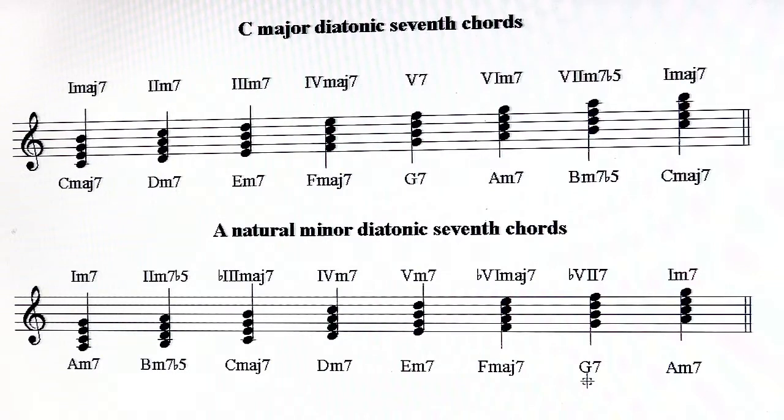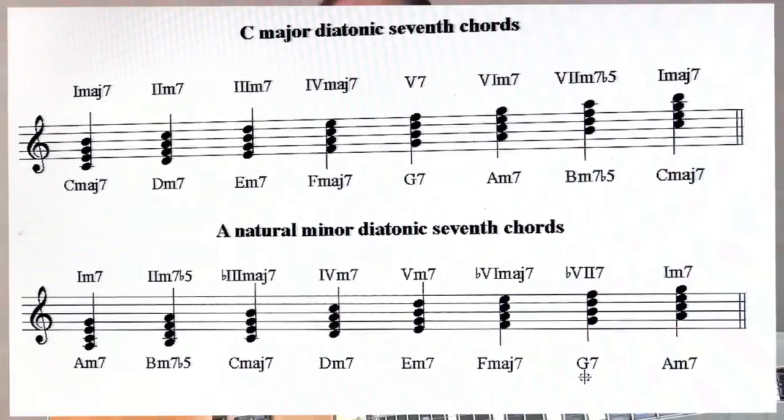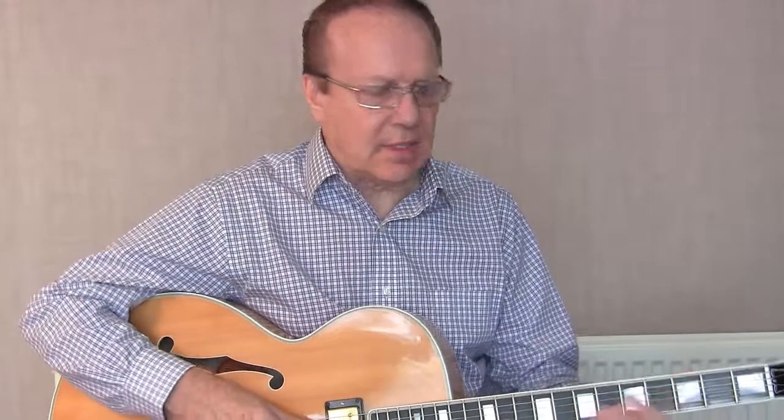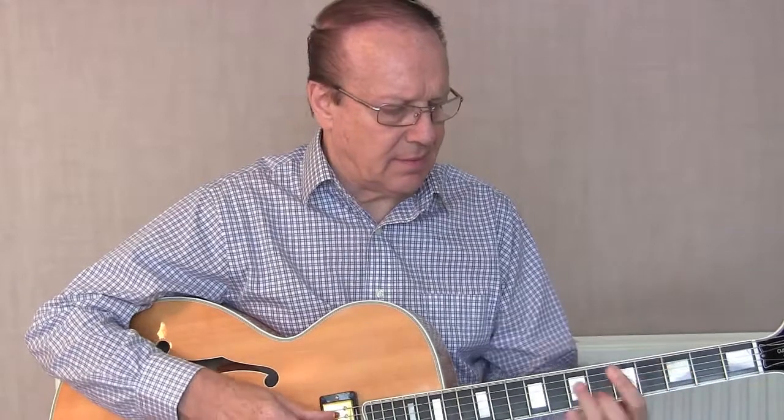Okay, let's go back to the guitar and see some of the things we can do with these chords. First of all, we'll look at the major scale, and in the key of C. And here are the 7 diatonic chords.